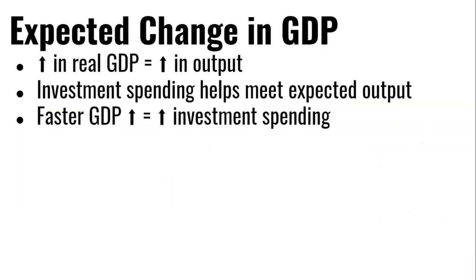Expected changes in GDP also affect our investment spending. If we expect an increase in real GDP, that means we're going to need to have an increase in output to go along with it. And so investment spending needs to match this expected need for output. The faster GDP is expected to increase, the more we'll see an increase in investment spending to meet that need.